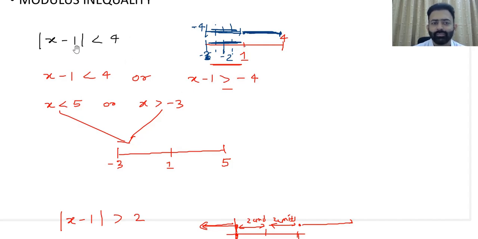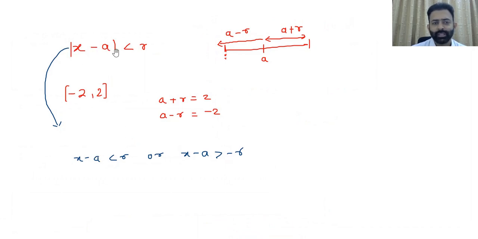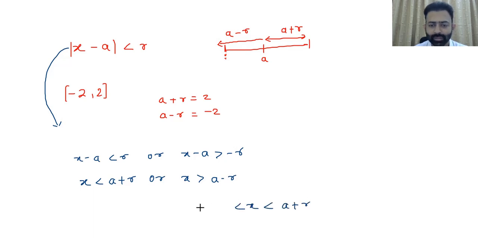Now here we have 1 and 4 as a and b, so likewise this will be opened up as x minus a is less than r, or x minus a is greater than minus r, right? Again, talking in terms of distance, I have to travel less than r distance from the starting point a, right? So x minus a must be less than r, or x minus a should be greater than minus r, meaning I need to be between plus r and minus r. Okay, so solving this will give you x is less than a plus r, or x is greater than a minus r, right? So your solution set will be a minus r to a plus r.